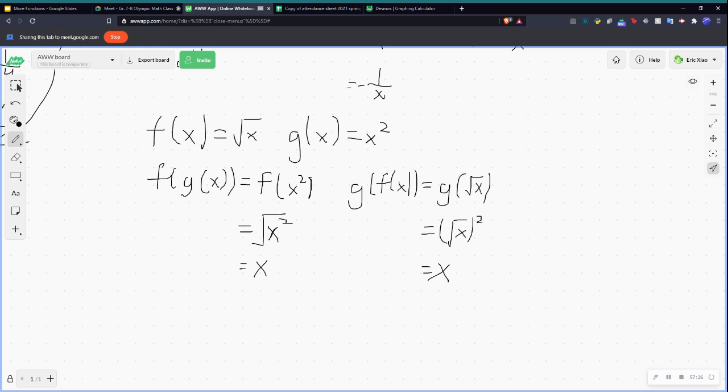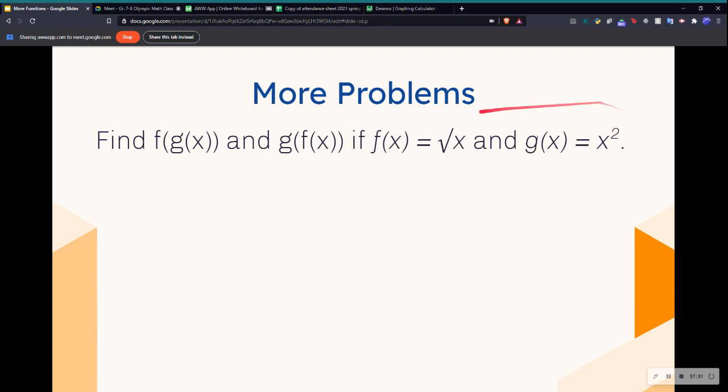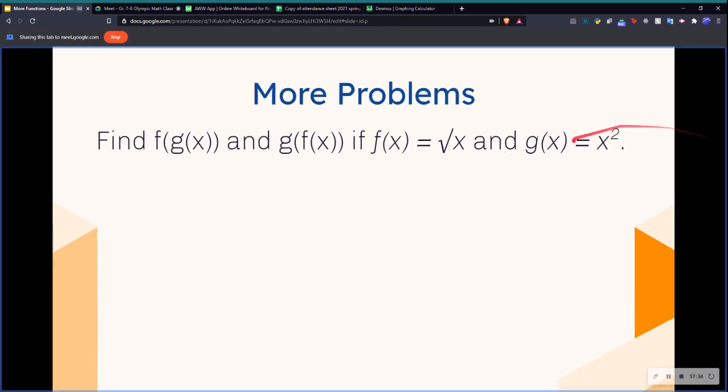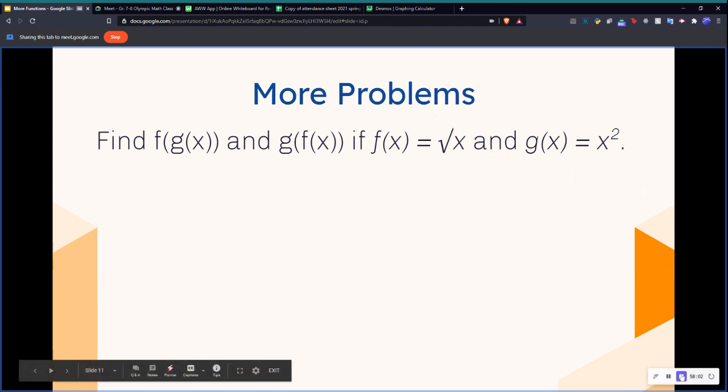Very neat. All right. Oh yeah, I guess it's only for these specific functions, square root of x and x squared, where f of g of x and g of f of x are equal to each other. It's not always the case for other functions. Say I had 3x squared right here, it would make it completely different. So this is just a specific case where these two are equal to each other. They're not always equal to each other. Any questions about this before I move on?